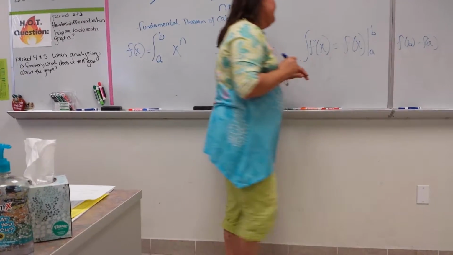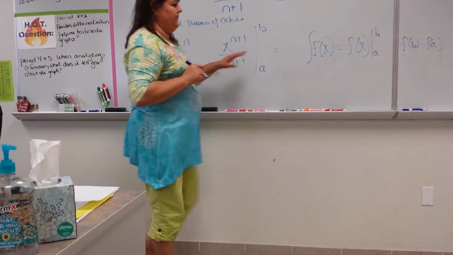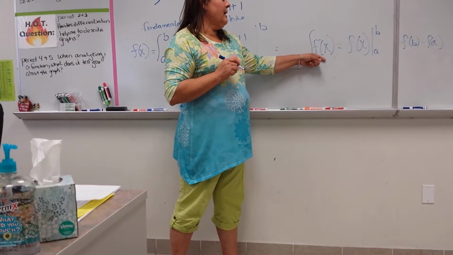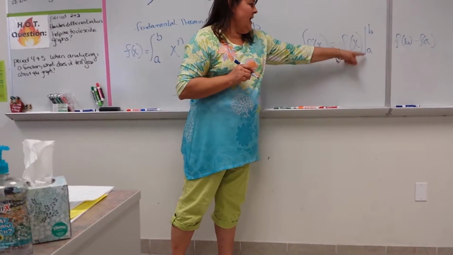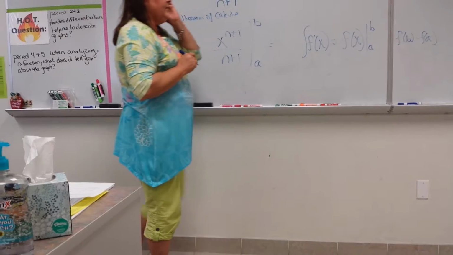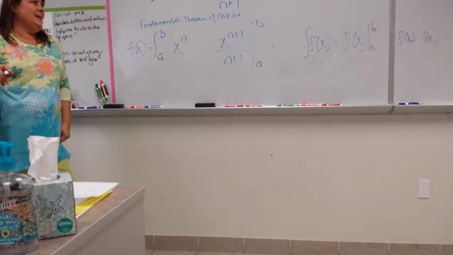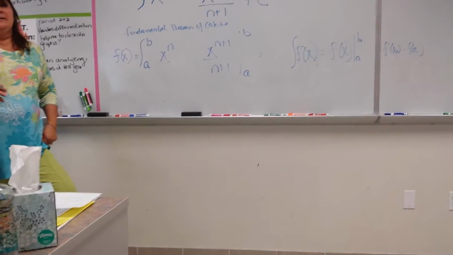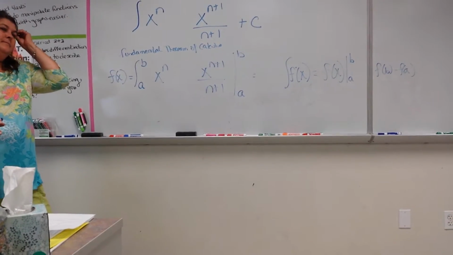There it is. So when you integrate, it becomes the original function, and you evaluate it. Plug the b in first, and subtract the plugged in a. So remember, if there's an a and a b, you don't need a c. Yes? Where do you get the A and B from?